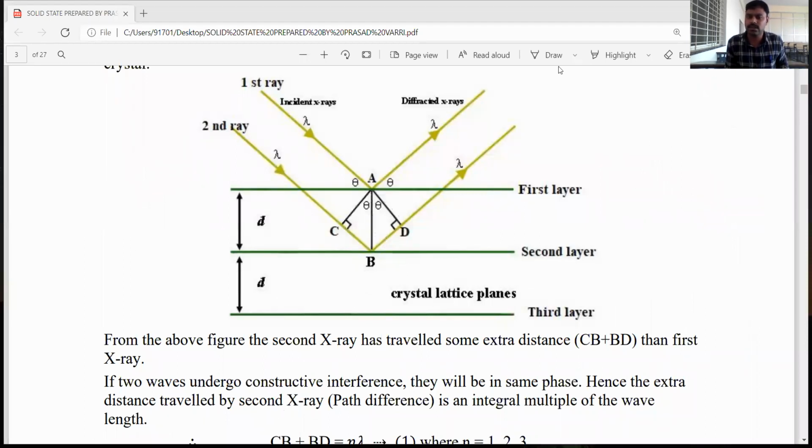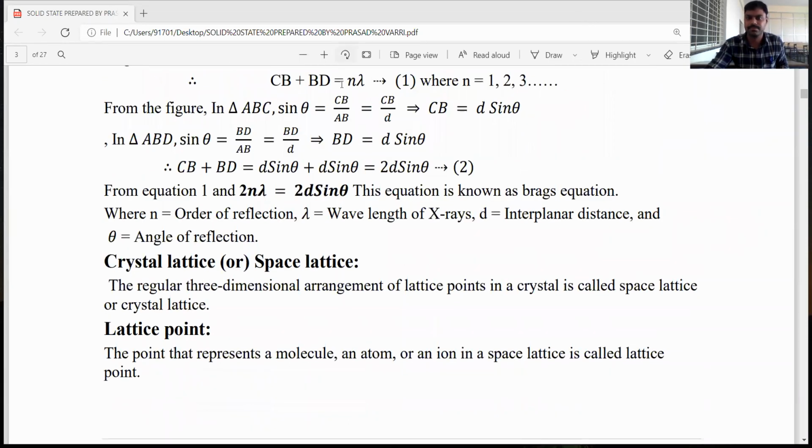Okay, dear students, let's see the important terms in Bragg's equation. n lambda is equal to 2d sine theta is Bragg's equation, where n is the order of reflection. n values may be 1, 2, 3, 4, 5 and so on. Lambda is the wavelength of X-rays. d is the interplanar distance. The interplanar distance value and the theta value will be given in the question, then we have to find lambda. Theta is the angle of reflection.